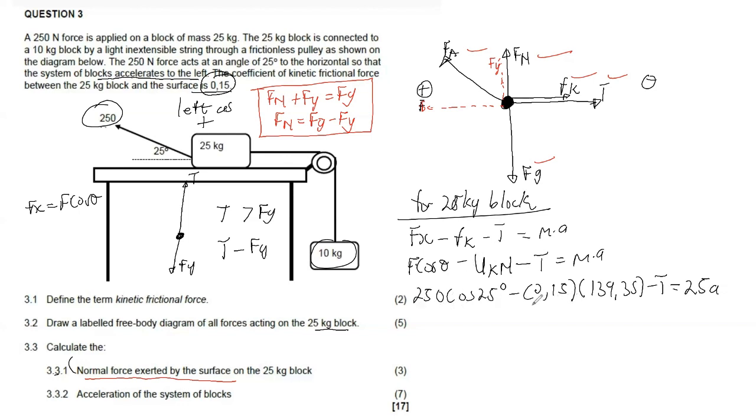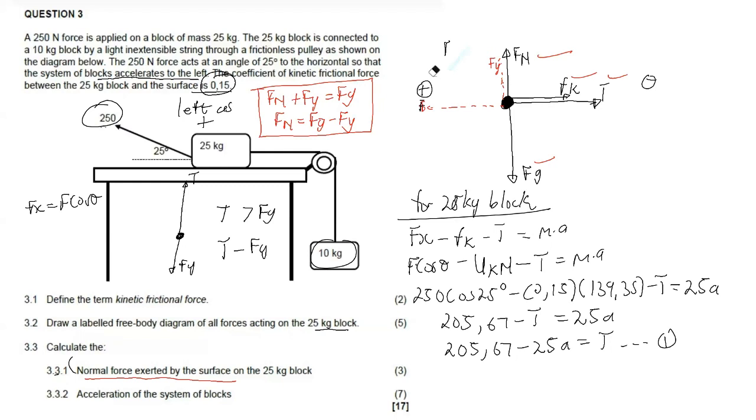Now, when you punch all this into your calculator, you get a value of 205.67 rounded off to 2 decimal places, and then minus T is equals to 25a. Now, you know I always prefer to make the T the subject of the formula, so I will have 205.67 minus 25a is equals to T. So I will call this my equation number 1, right? Okay, now that I have drawn the free body diagram for this one, let me use that. So let me just erase here because I've already used it.